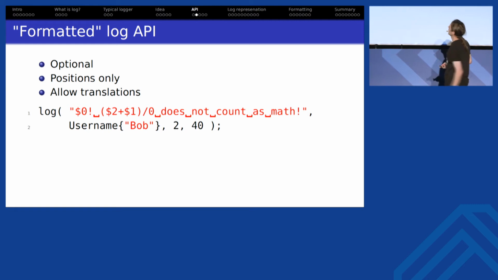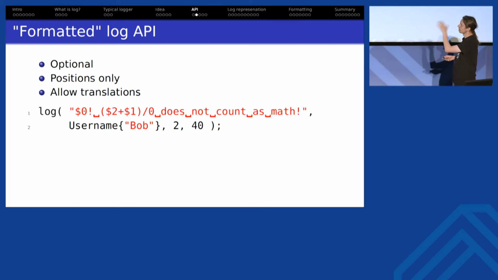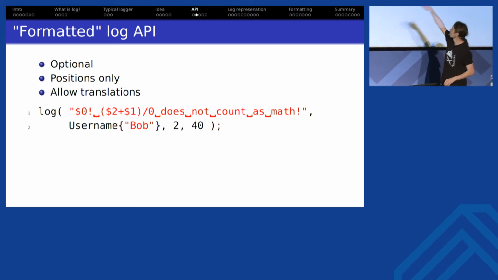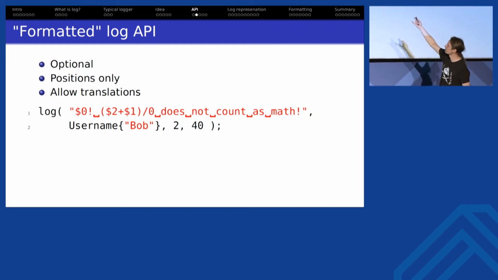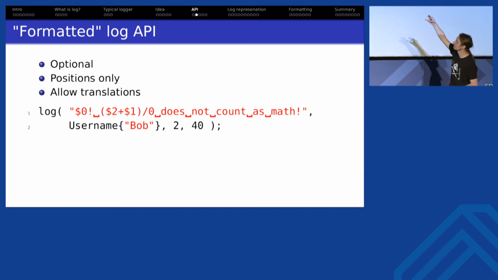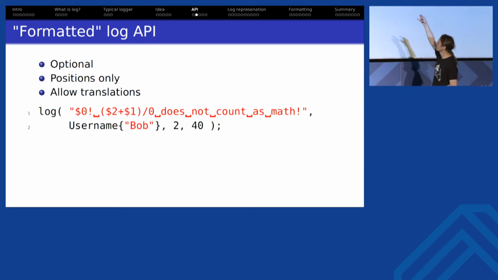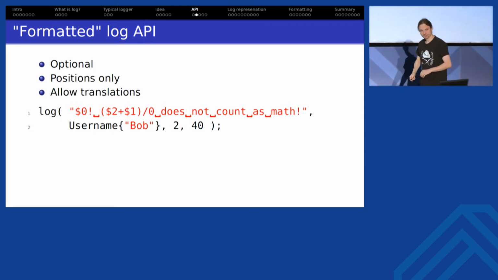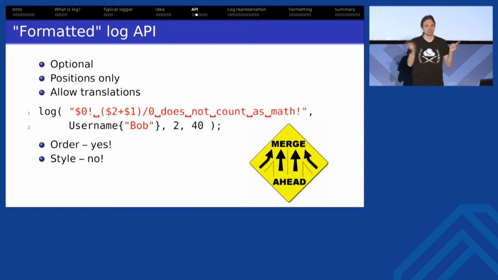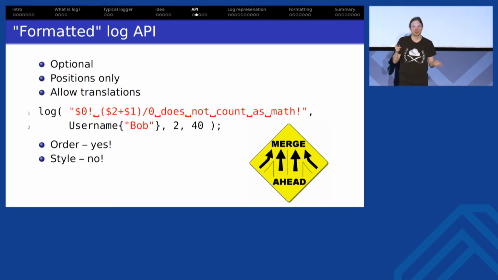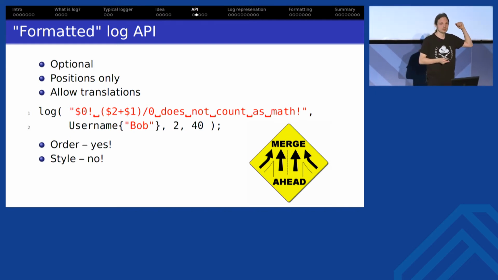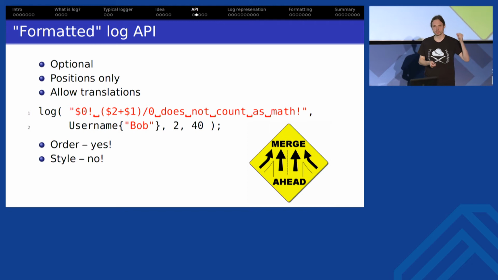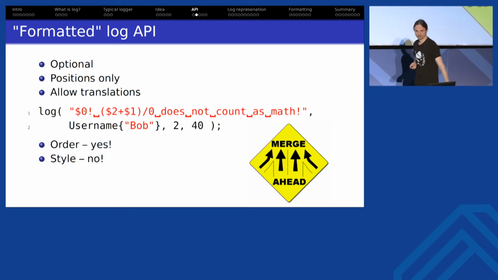So, for example, pseudocode for this can look like this. First we have a string, which is our format, and then we have a set of parameters. So $0 is the first parameter, which is username Bob, then $2 and $1 are 42 and 2 consecutively. Thanks to this, you can change the order of parameters easily, but you cannot change a style. So the given value, if it's a username, if it's an int, will always be displayed in exactly the same form.